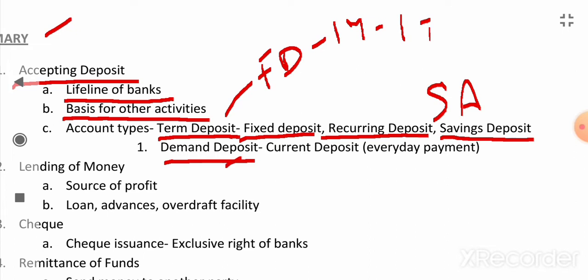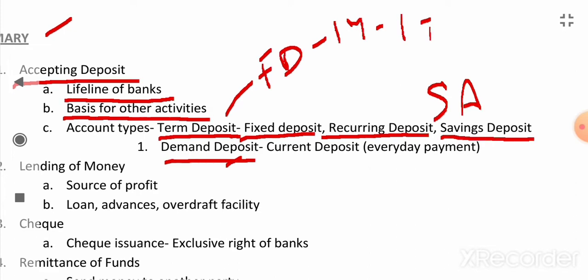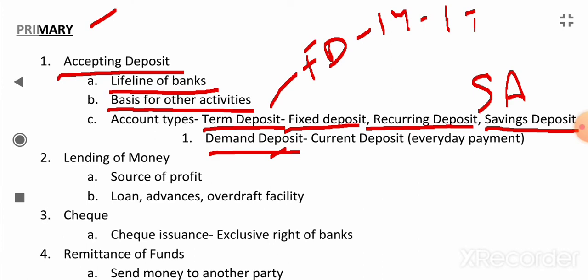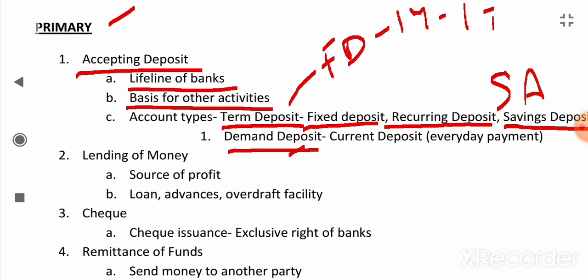The other type of deposits are demand deposits. It means the bank has to repay the money on demand. It cannot take time. If a customer demands the money, then the bank has to pay at that time only, like current deposit or current account, where we make everyday payments, mostly used by businesses.